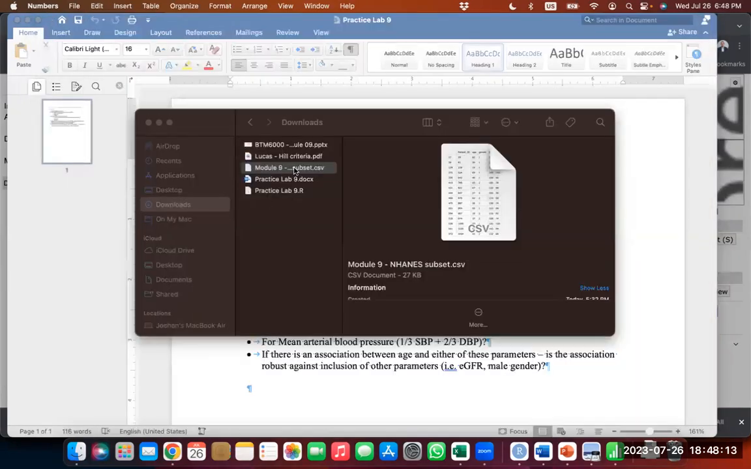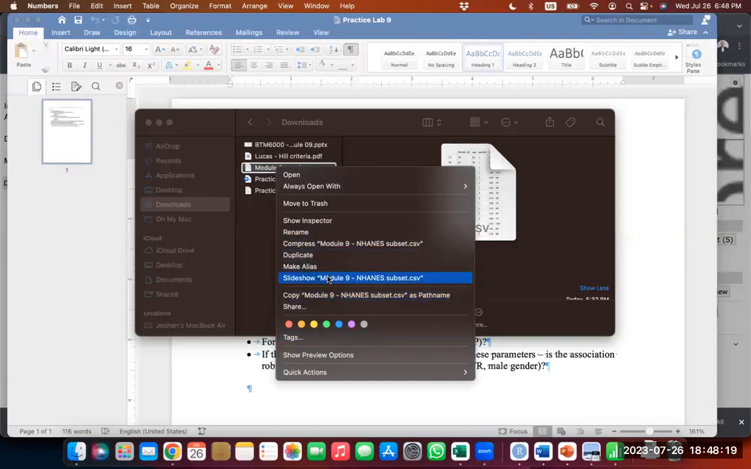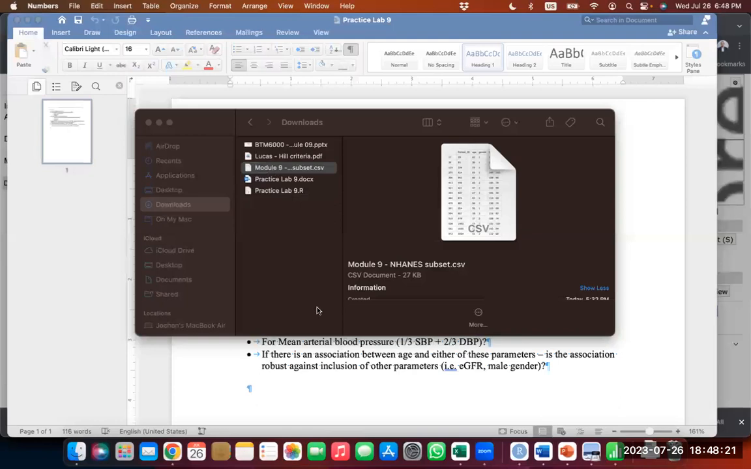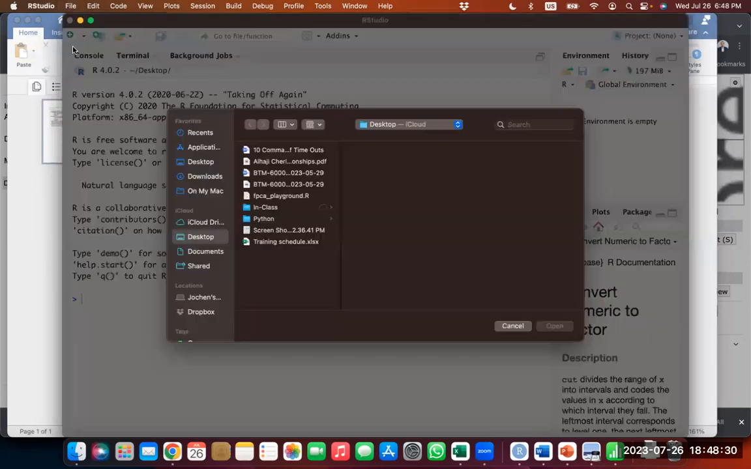So, we need the path name of this data set. Copy this path name. And we need to open that R code.